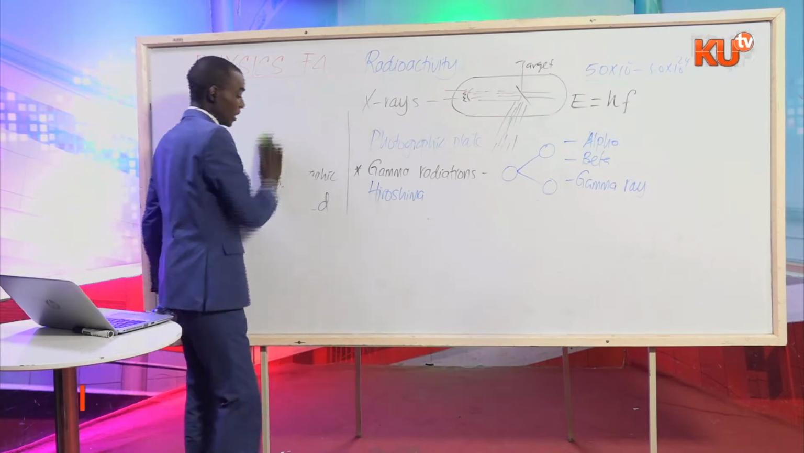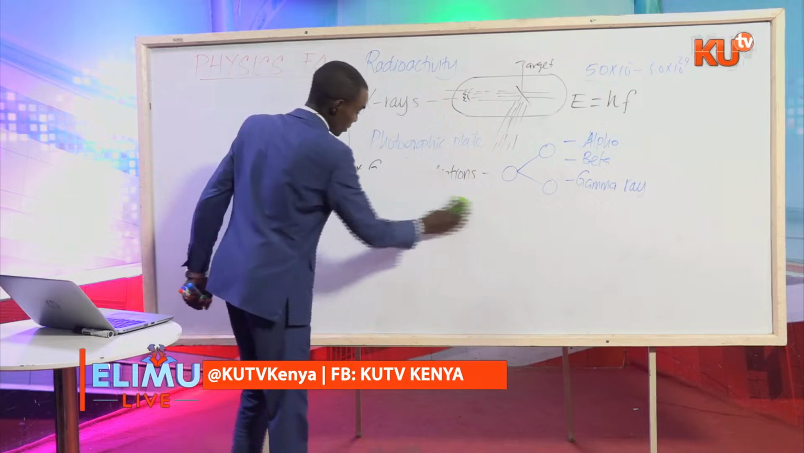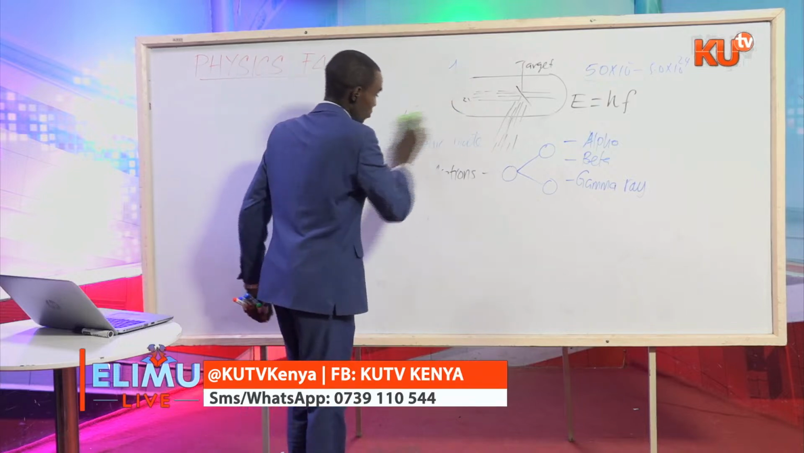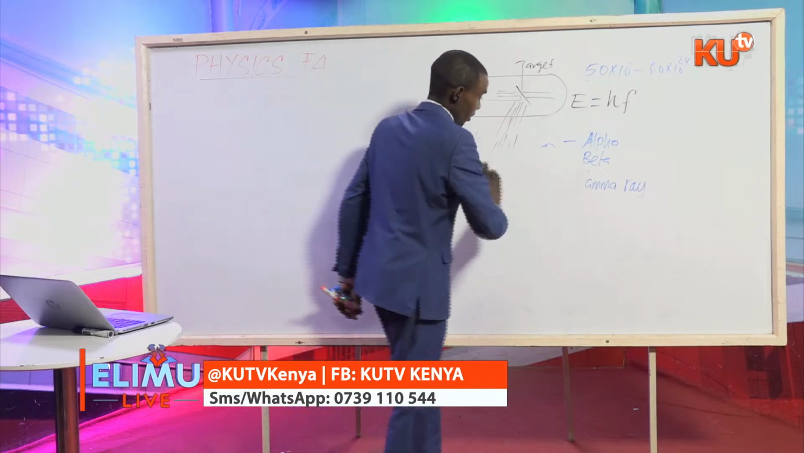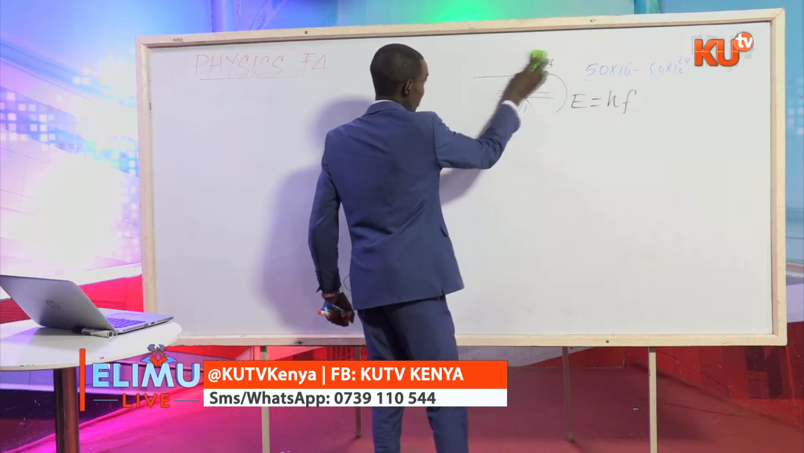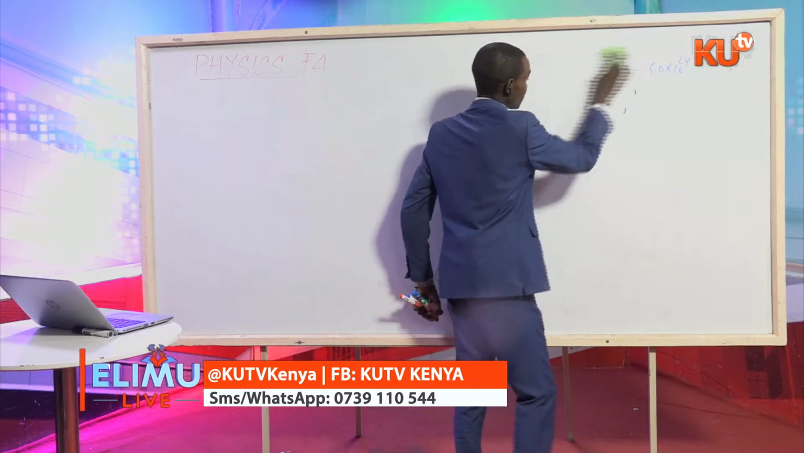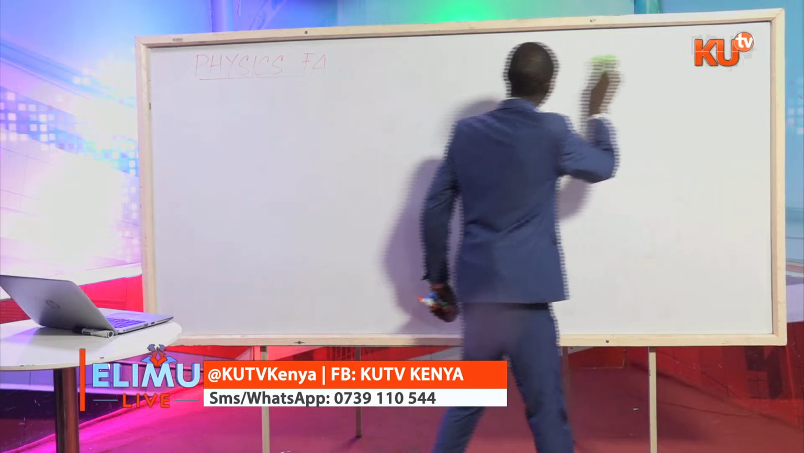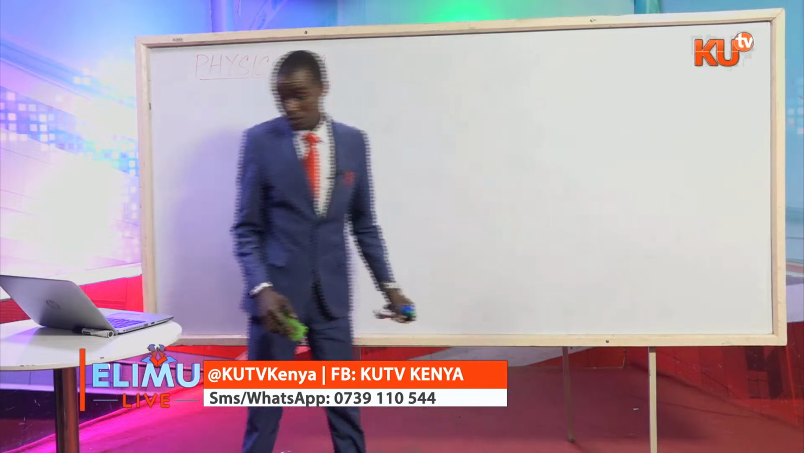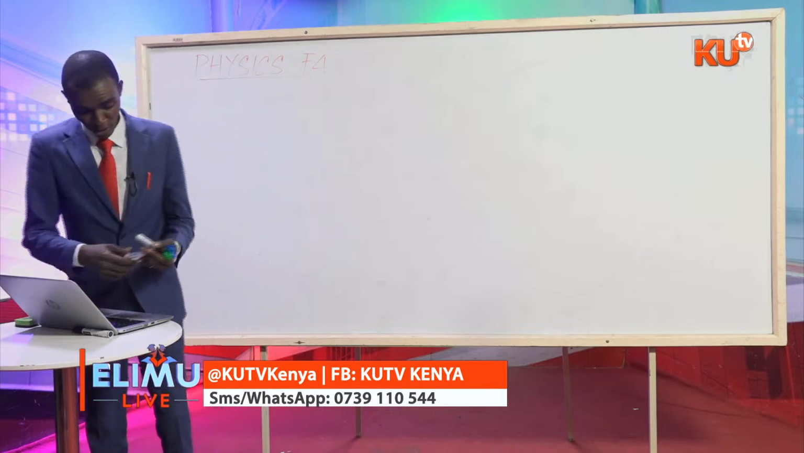And if you are keen on the objectives, we said, number one, we should be able, by the end of this lesson, to describe electromagnetic waves. We should be able to state the properties. We should be able to, of course, state the uses or the applications, and much later maybe solve problems. For the problems you have already solved.